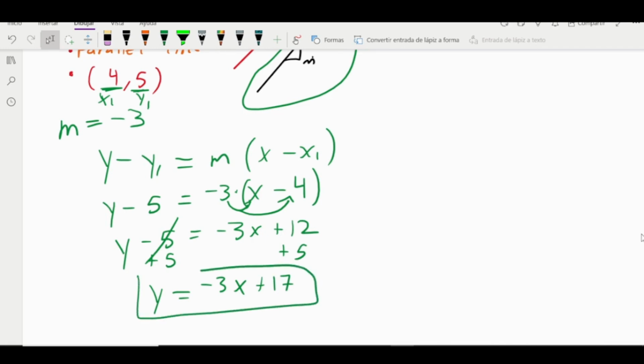And for this situation, we have the linear equation: y equals minus 3x plus 17. This belongs to this line.